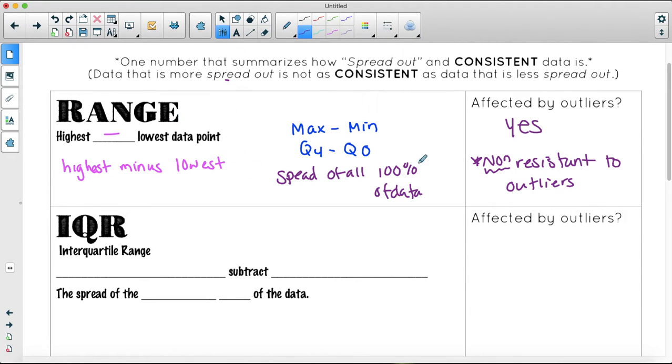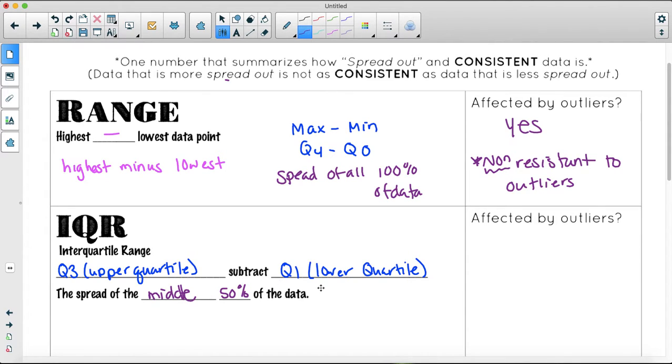So the range is for the 100% of the data, so all of it. The interquartile range, or the IQR, is actually only the inside data. To find the interquartile range, we take our Q3, which is the upper quartile, and we subtract the Q1, which is the lower quartile. So this is the spread of the middle 50% of the data. Instead of all 100% of the data, it is really focusing on just the middle section of it.